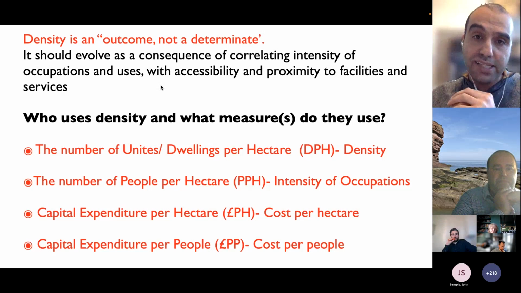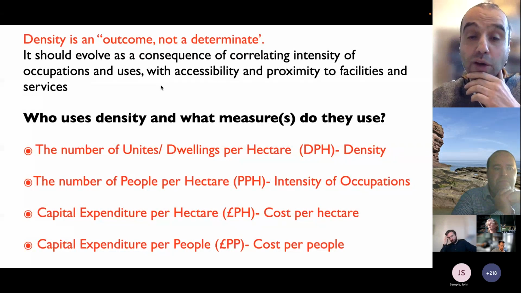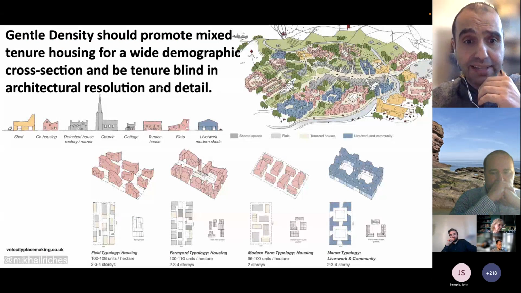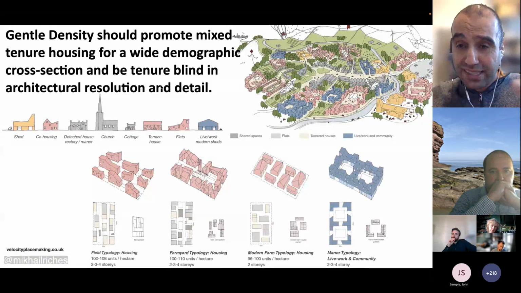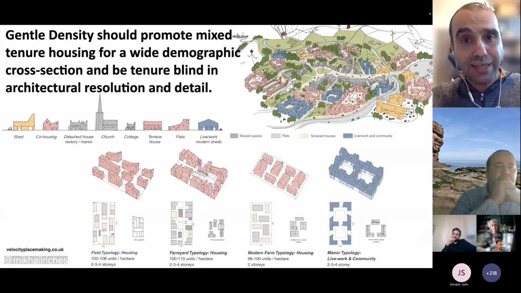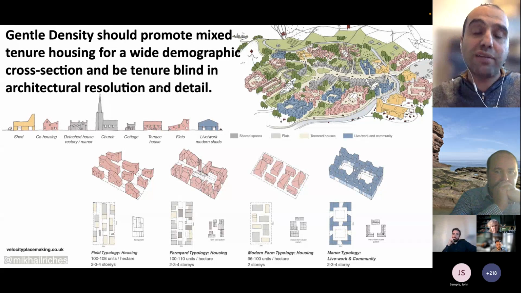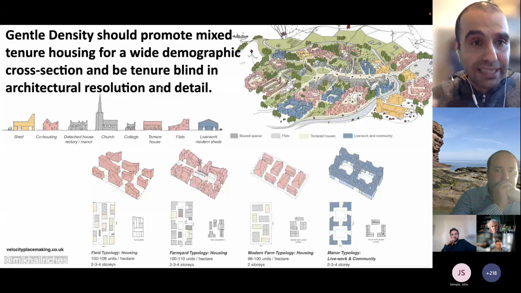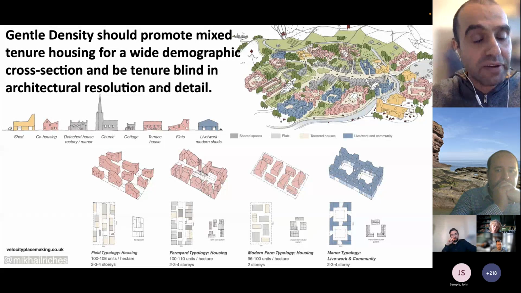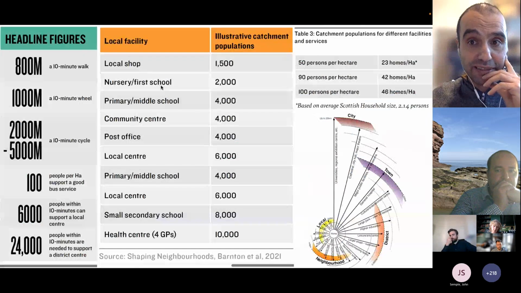And it should evolve as a consequence of correlating intensity of occupations and uses with accessibility and proximity to facilities and services. And as Irene said, when you go to the rural areas and suburban areas, you always see one type of houses. And the problem when you create a monofunctional environment is that you then create monofunctional services. We need to have multiple house types meeting different needs, different ages, because when you diversify the built environment, you diversify the facilities, services, including the transport system.